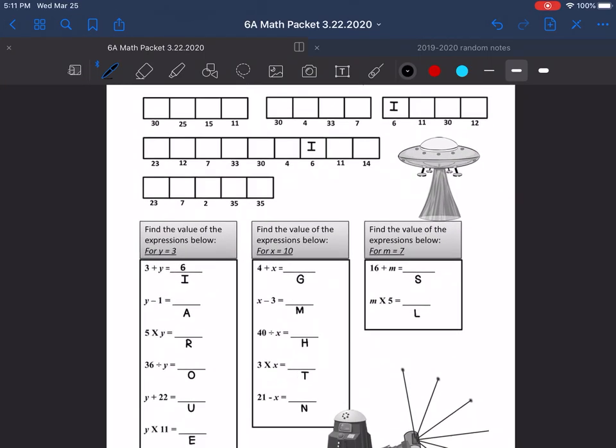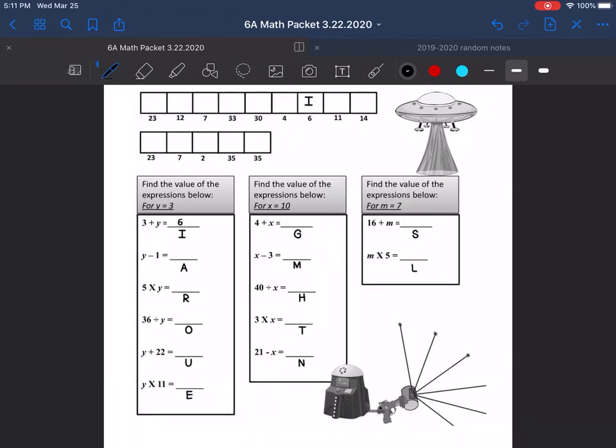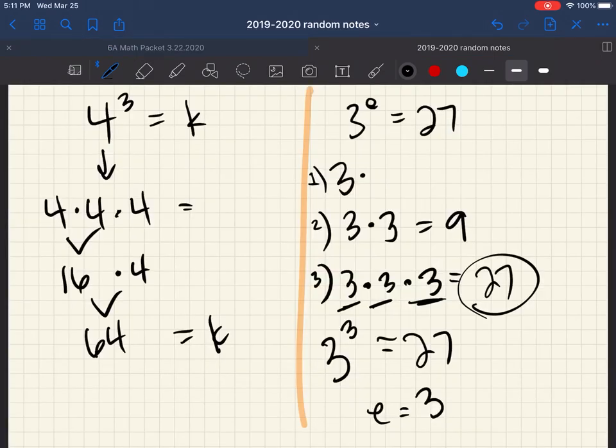So we're looking at expressions. I hope that you guys remember some of this. What they're asking you to do is find the value of the expressions below for y is equal to 3. You have all of these different expressions that they gave us, and they told us that y is 3. So they're just asking us to use substitution here.